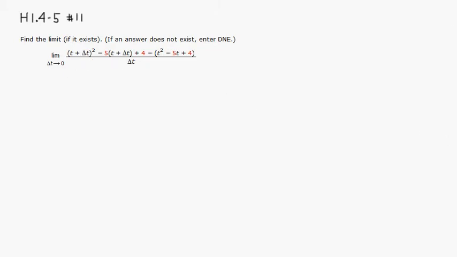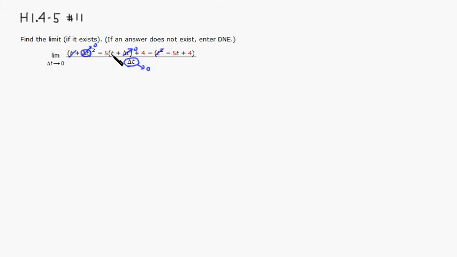You can see that this term goes to 0, so it actually goes away. That term goes to 0, right? And the whole denominator, of course, goes to 0. What's left is t squared minus t squared, so those cancel out, so that's gone.